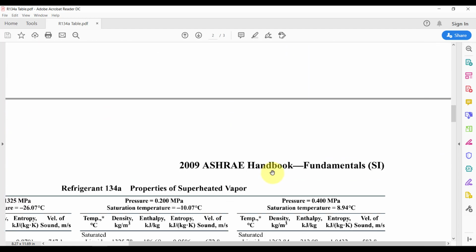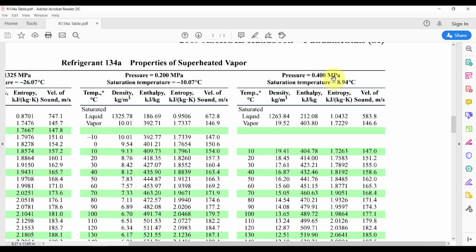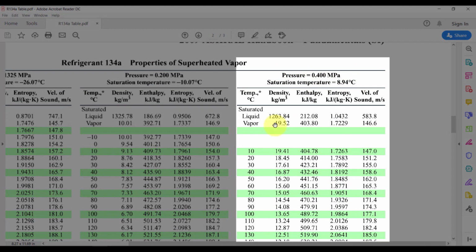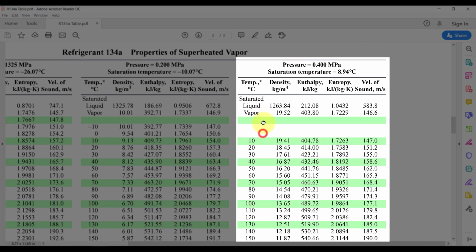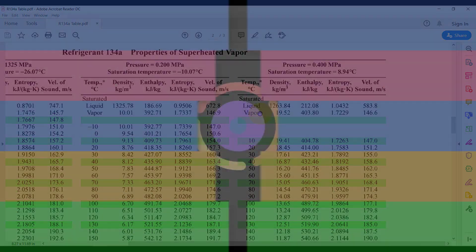So, ang gagawin na lang natin ay pumunta tayo sa superheated table at hanapin yung pressure na 0.4 megapascals. And here, pwede natin kunin yung properties ng saturated liquid and vapor. Okay, so let's demonstrate the use of this table now.